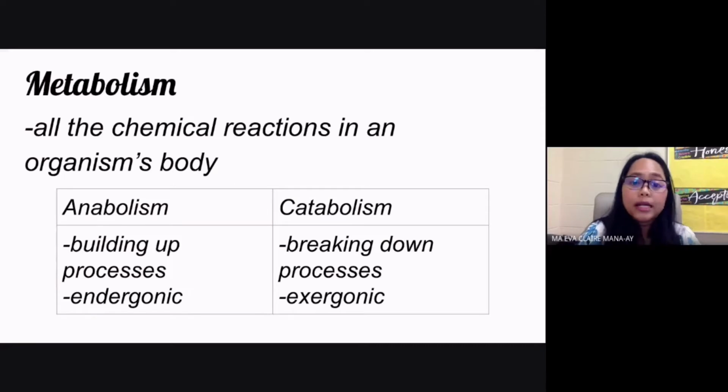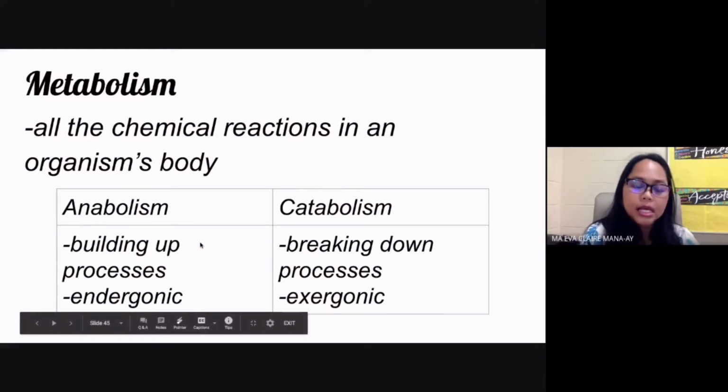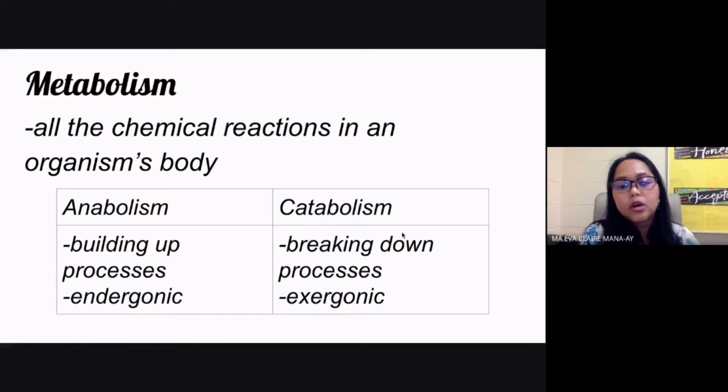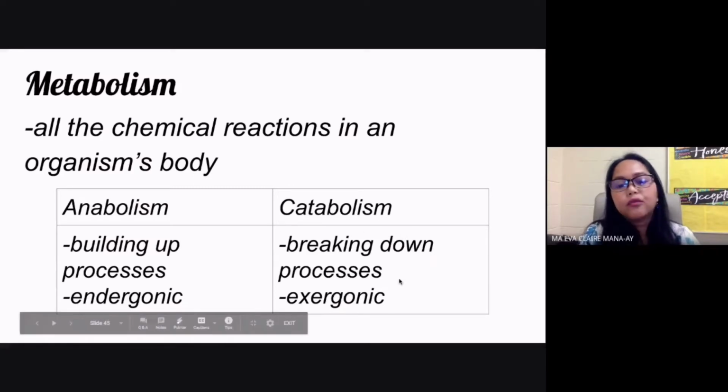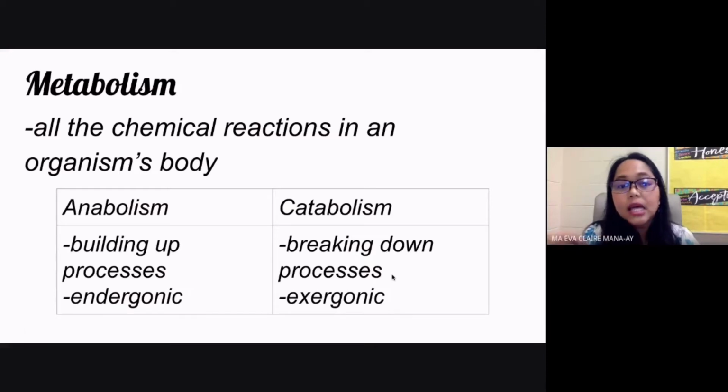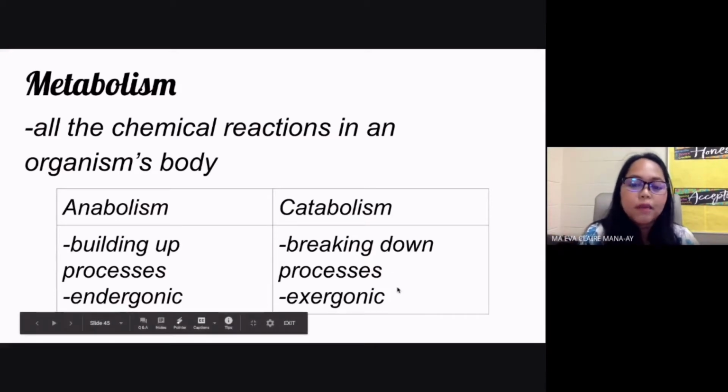Okay, now you have the term here, which is metabolism, and this is all the chemical reactions in an organism's body. You have two types for this. The first one is anabolism, and the second one is catabolism. Okay, now these are opposite reactions. When you say anabolism, these are building up processes. Okay, since these are building up processes, they actually need energy. They need to take in energy for them to happen. Now, on the other hand, when you say catabolism, these are breaking down processes.